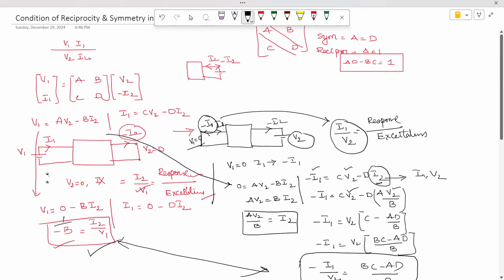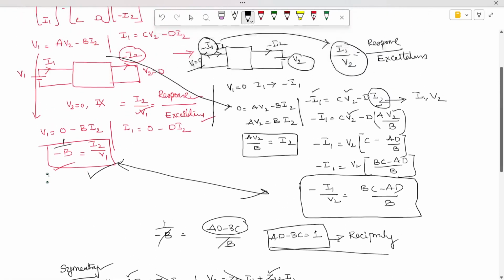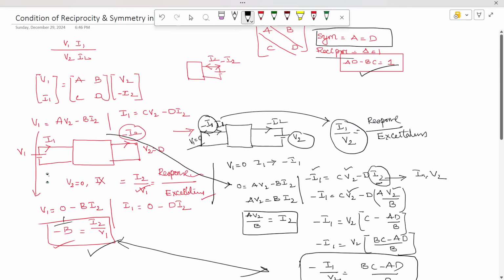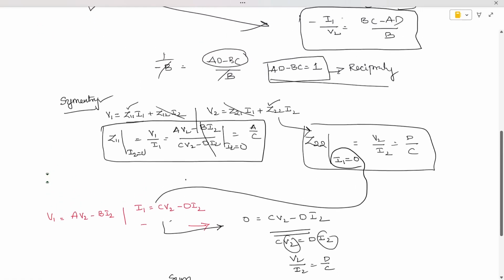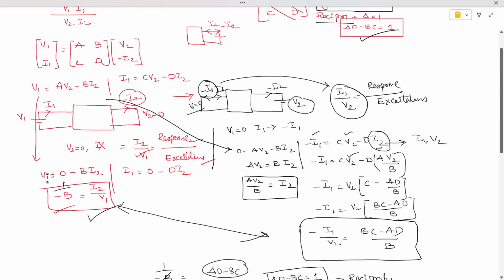As I already told, the condition for symmetry you get by comparing the diagonal, A is equal to D, and the condition for reciprocity is the determinant value is equal to 1. So this is the proof, the derivation for the condition for reciprocity and symmetry in the case of transmission line parameters, which are nothing but ABCD parameters. Hope you are able to understand the content. If you have doubt, it is very simple. Express the ratio of response to the excitation.